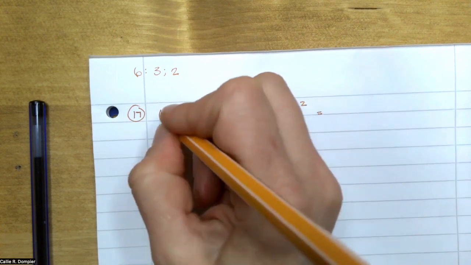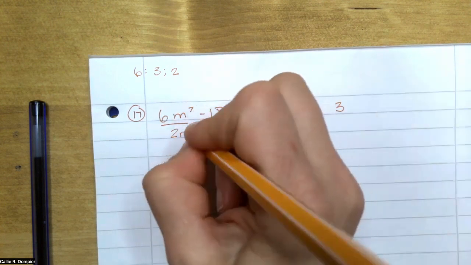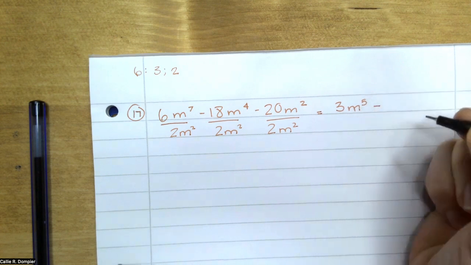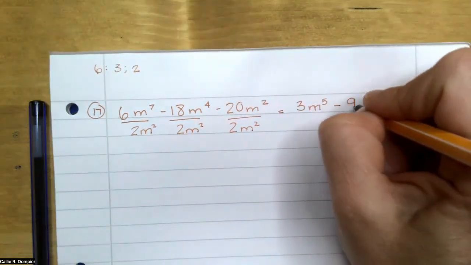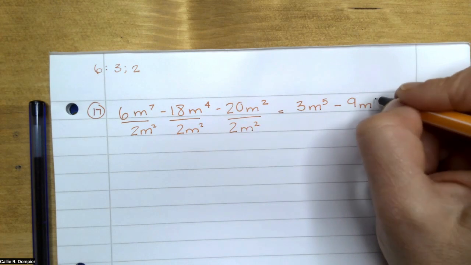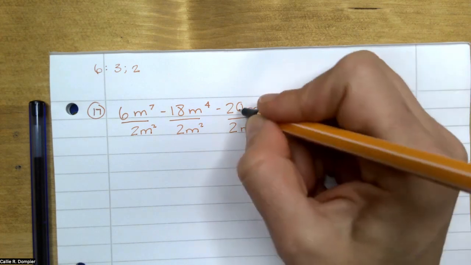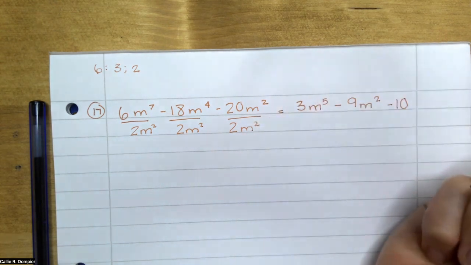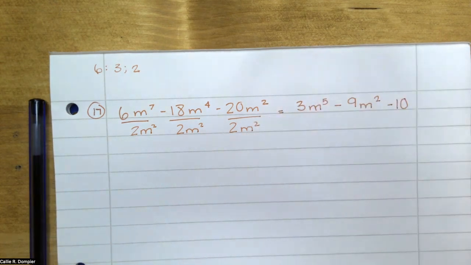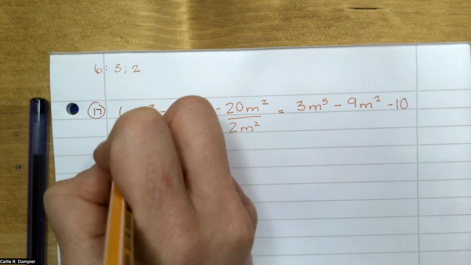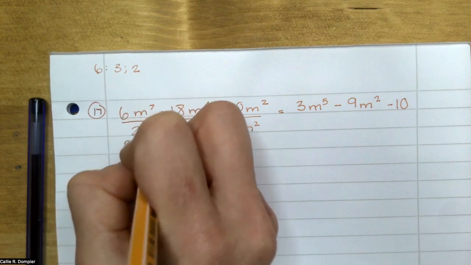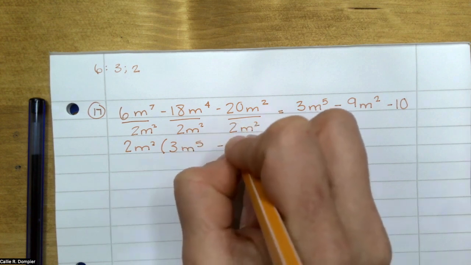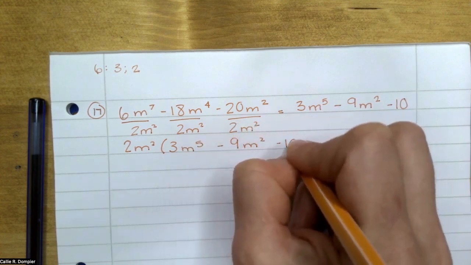So that becomes 6 divided by 2 is 3, m to the seventh divided by m squared is m to the fifth, minus, keep that minus sign, 18 divided by 2 is 9, m to the fourth divided by m squared is m squared, and then negative 20 divided by 2 is a negative 10, m squared divided by m squared gives you no m's. Good. So this one, we factored out 2m squared, and we were left with 3m to the fifth minus 9m squared minus 10.